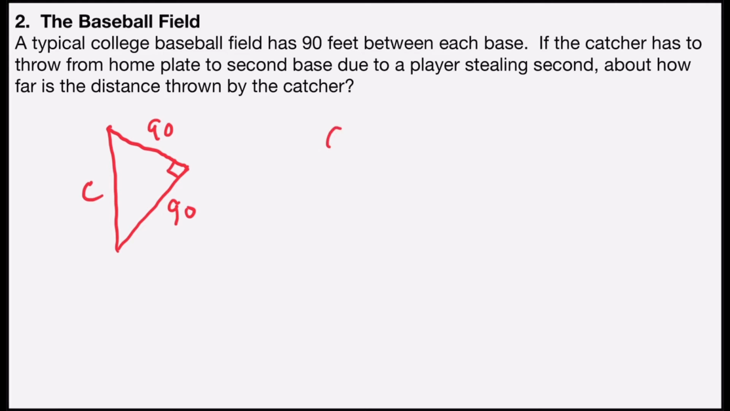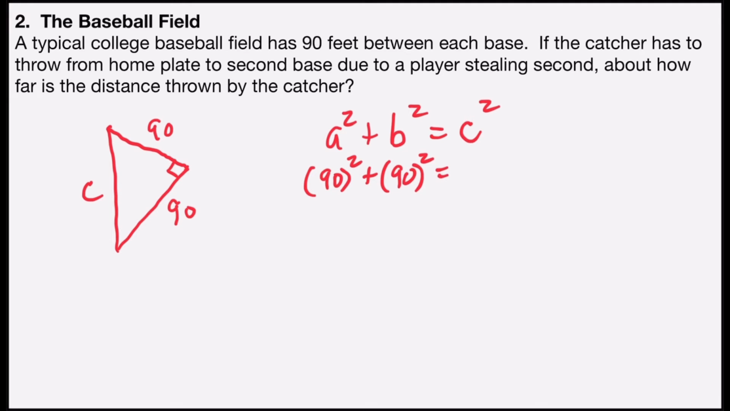So leg squared, or a squared, plus the other leg squared, b squared, will be equal to the hypotenuse squared, or c squared. And now we'll just substitute. The length of the first leg is 90 squared, plus the length of the second leg is 90 squared, and that equals the length of the hypotenuse, or the distance between home plate and second base, which is c squared.